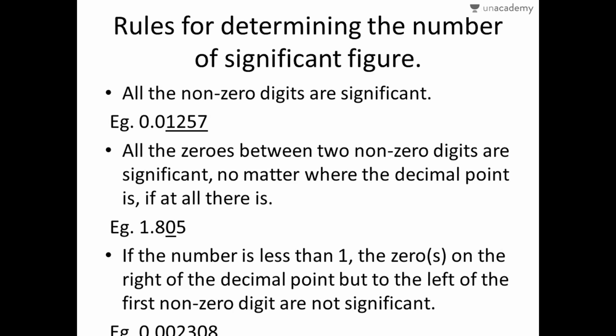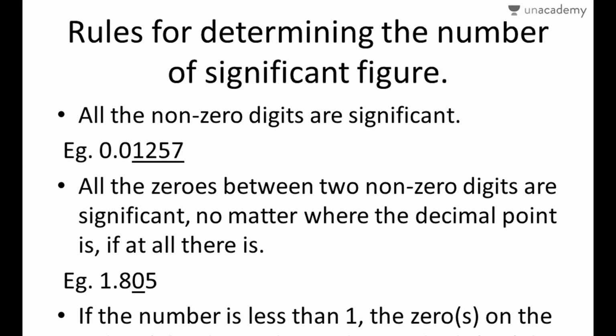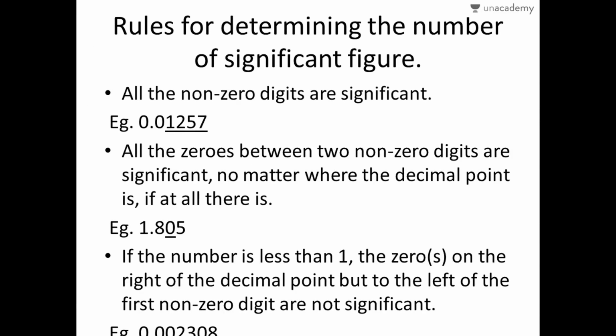All non-zero digits are significant. Here, 1, 2, 5 and 7 are significant. All the zeros between two non-zero digits are significant, no matter where the decimal point is. So here, this 0 in between 8 and 5 is significant. So this number has 1, 2, 3, 4 significant figures.